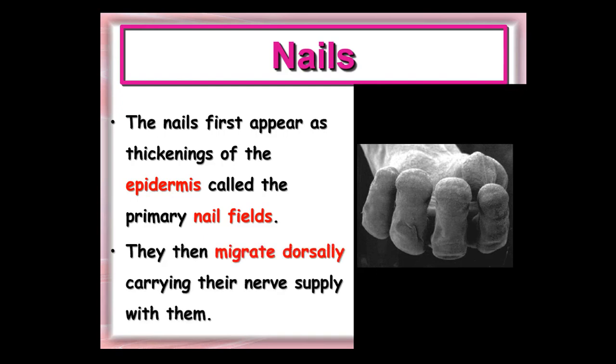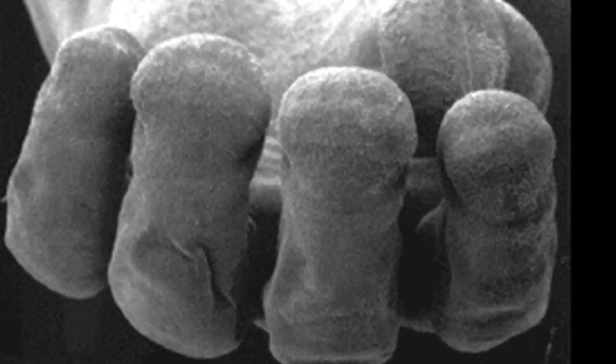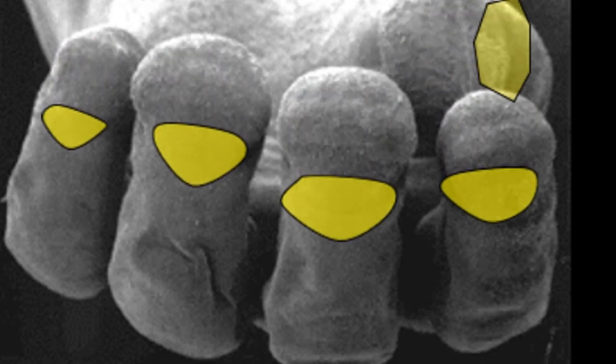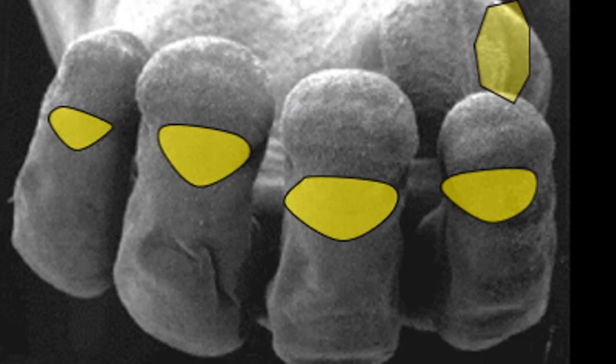What happens to the nail fields? I said it lies first at the tip of the fingers or toes, but this is not the actual site of the nails in our body now. So what happens is that the nail fields migrate dorsally, like this, carrying or dragging their nerve supply along with them.